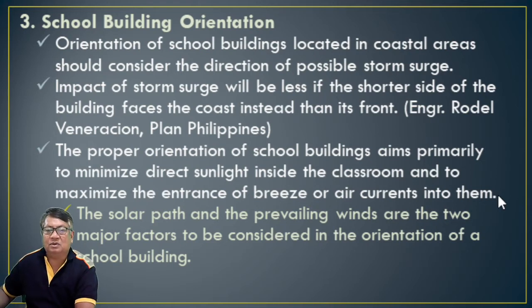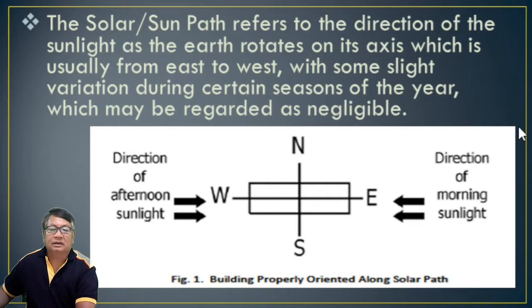The proper orientation of school buildings aims primarily to minimize direct sunlight inside the classroom and to maximize the entrance of breeze or air currents into them. The solar path of the sun and prevailing winds are the two major factors to be considered in the orientation of the school buildings. The solar or sun path refers to the direction of the sunlight as the earth rotates on its axis, which is usually from east to west, with some slight variation during certain seasons of the year, which may be regarded as negligible.